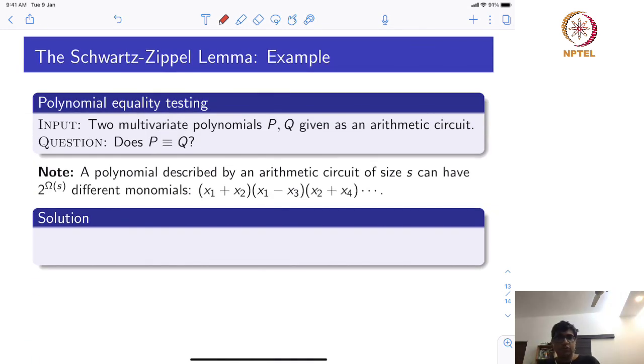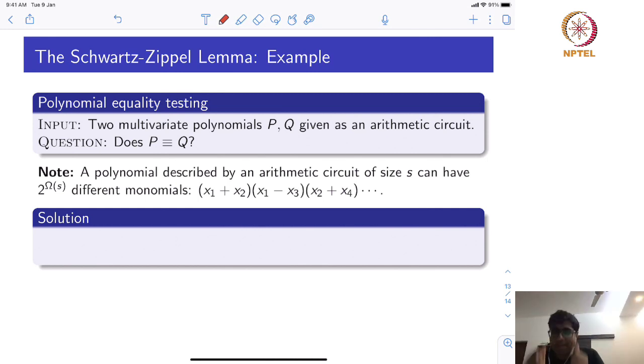Suppose, very simple, we have two multivariate polynomials p and q given as an arithmetic circuit, and you want to check whether p is equivalent to q. Why is this interesting? Because a polynomial described by an arithmetic circuit of size s can have exponentially many monomials. So, you could have a small circuit. If you do not know about these things, that is perfectly fine. But if you look at a big polynomial, you might have a very succinct representation of the circuit, and you can also evaluate this succinctly.